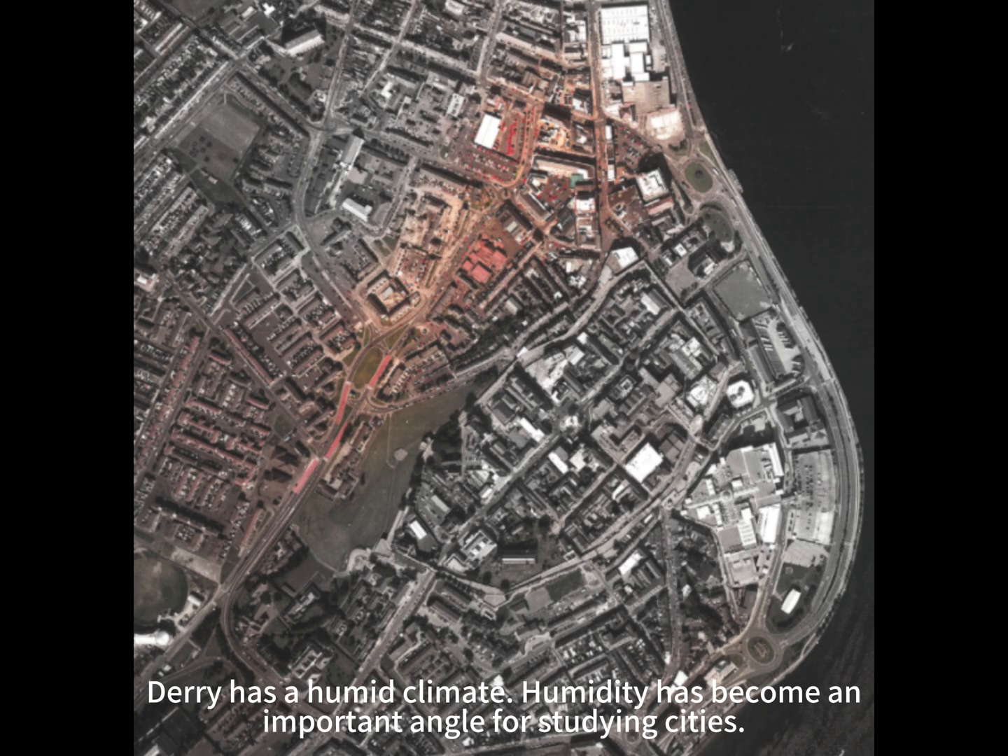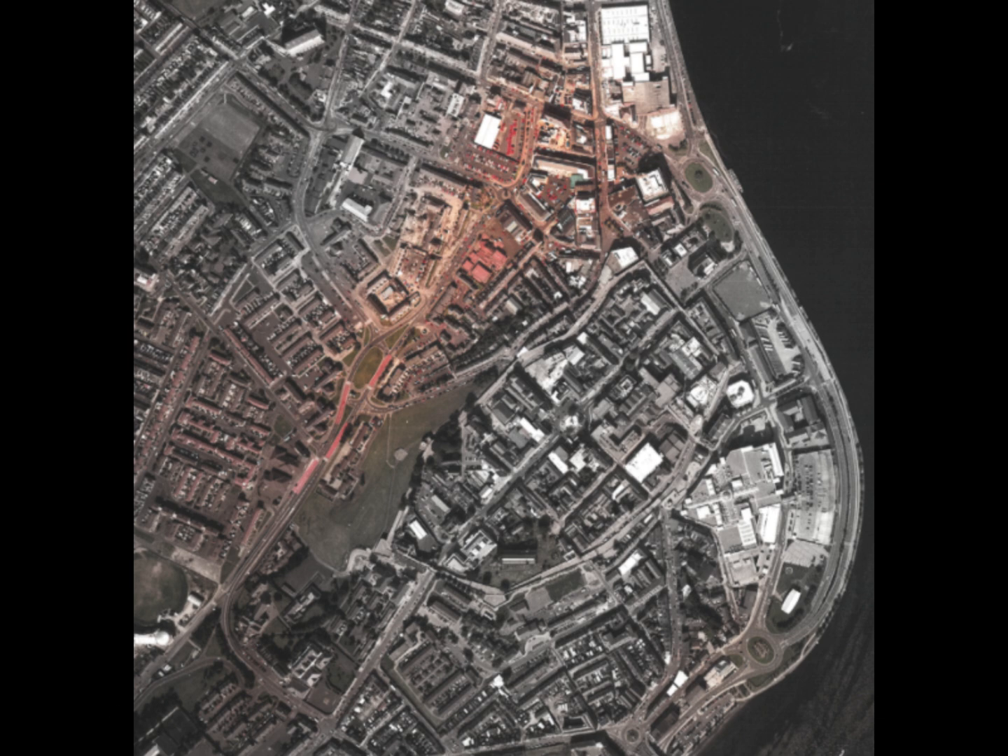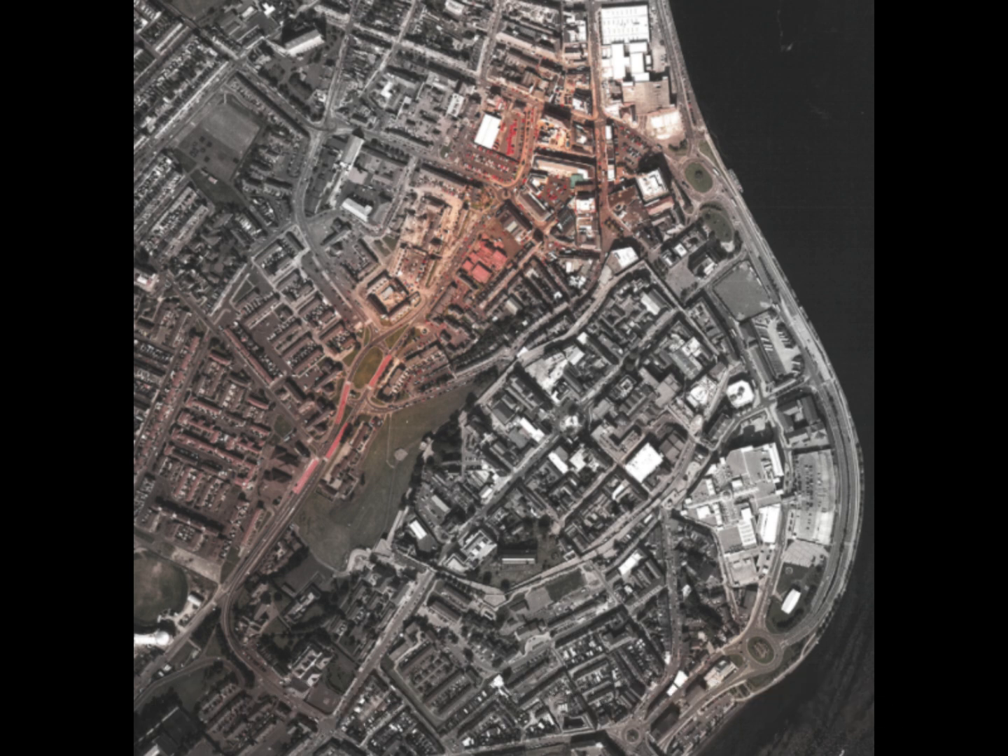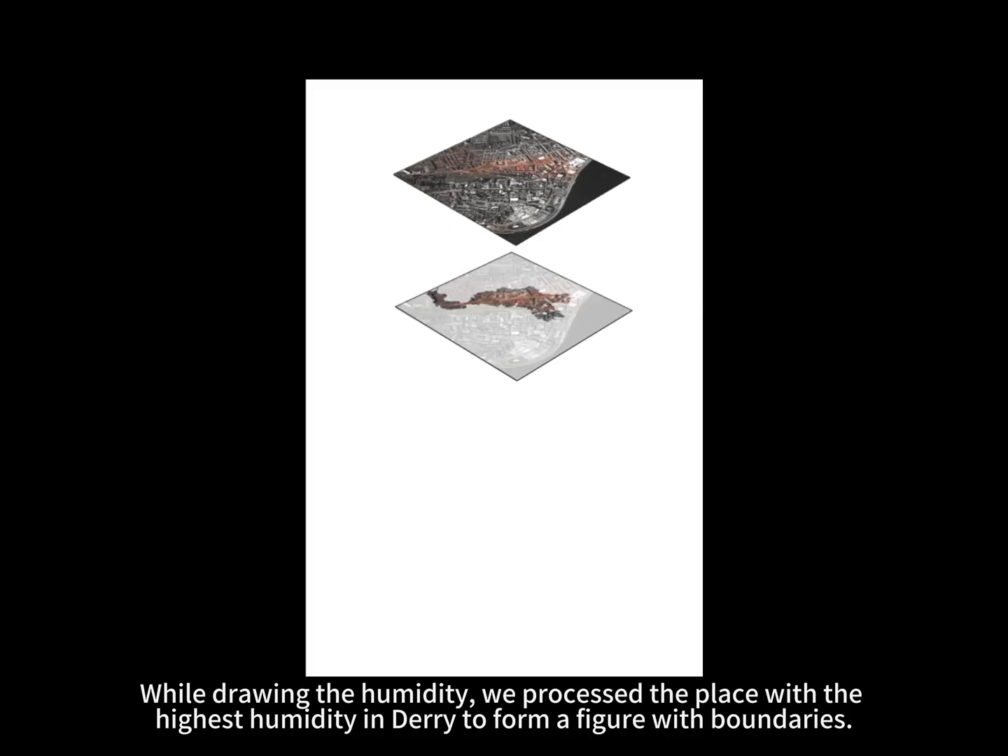Derry has a humid climate. Humidity has become an important angle for studying cities. We drew a humidity map of Derry based on the data and used the depth of red to represent the humidity of the city. While drawing the humidity, we processed the place with the highest humidity in Derry to form a figure with boundaries.